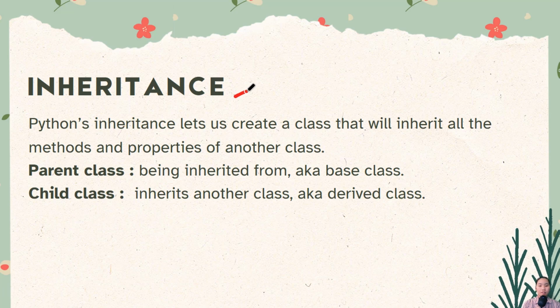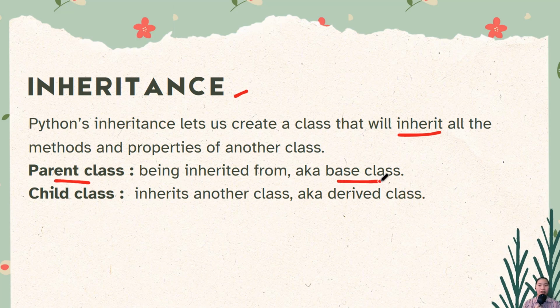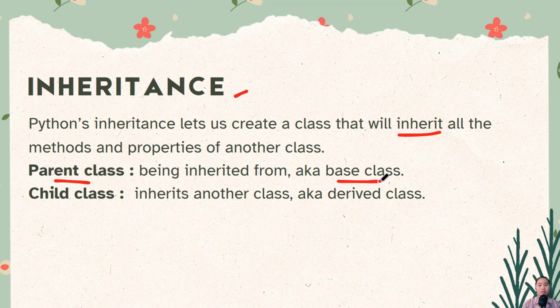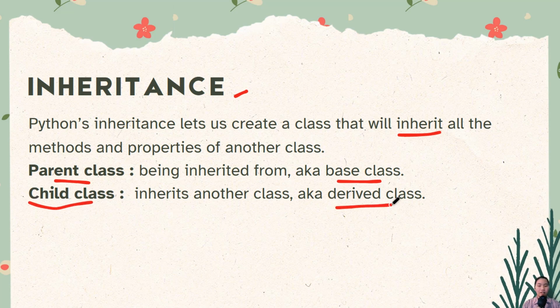First off, inheritance in Python is a concept that allows us to create a class that will inherit all of the methods and properties of another class that has already been created. The class that's been inherited from is called the parent class or the base class. And the class that inherits another class is called a child class or a derived class, okay?